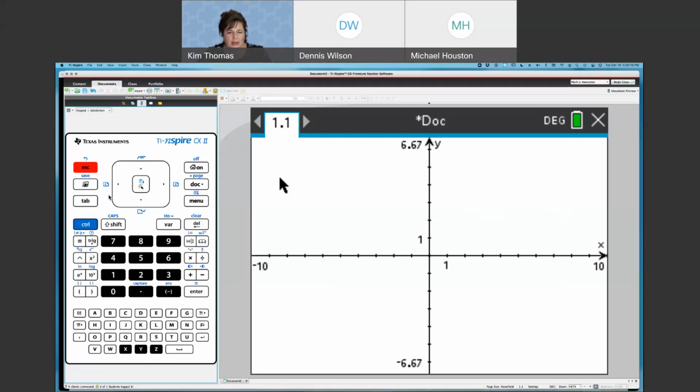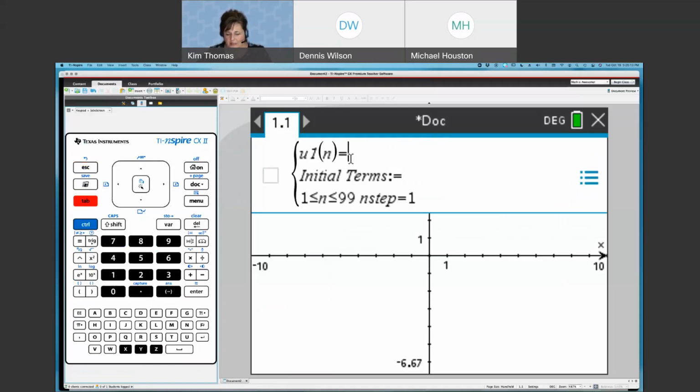So I'm going to press tab. Here's my U1 because I already changed that. And this is where we're going to go ahead and type in what we have. And so it's going to be n times, I'm sorry, it's not n times that. It's 180 times n minus 2. And for this particular sequence, I don't really want 99 shapes. So I'm going to go ahead and change this to 10.